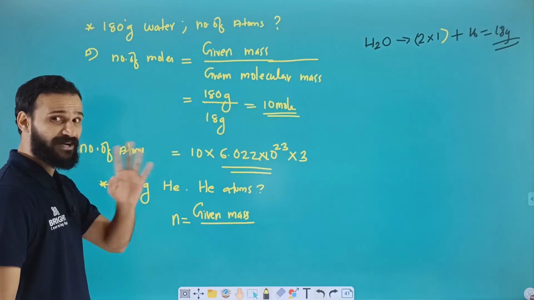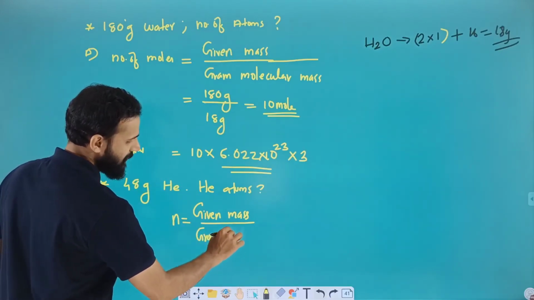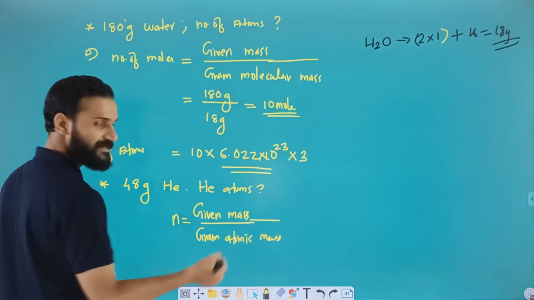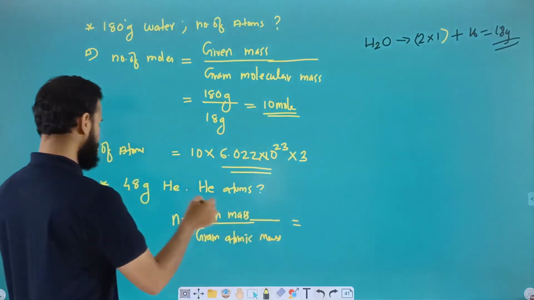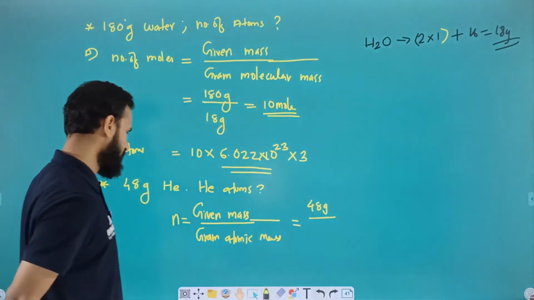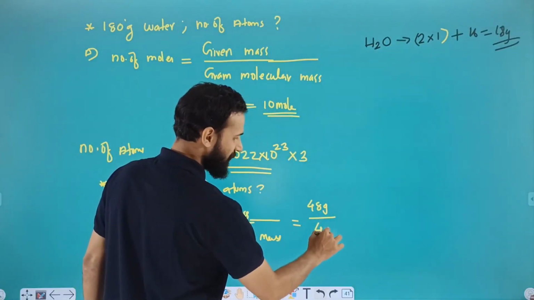Helium is an atom, it's not a molecule. So gram atomic mass. Given mass is 48 gram, divided by helium's atomic mass 4, so divide by 4 gram.